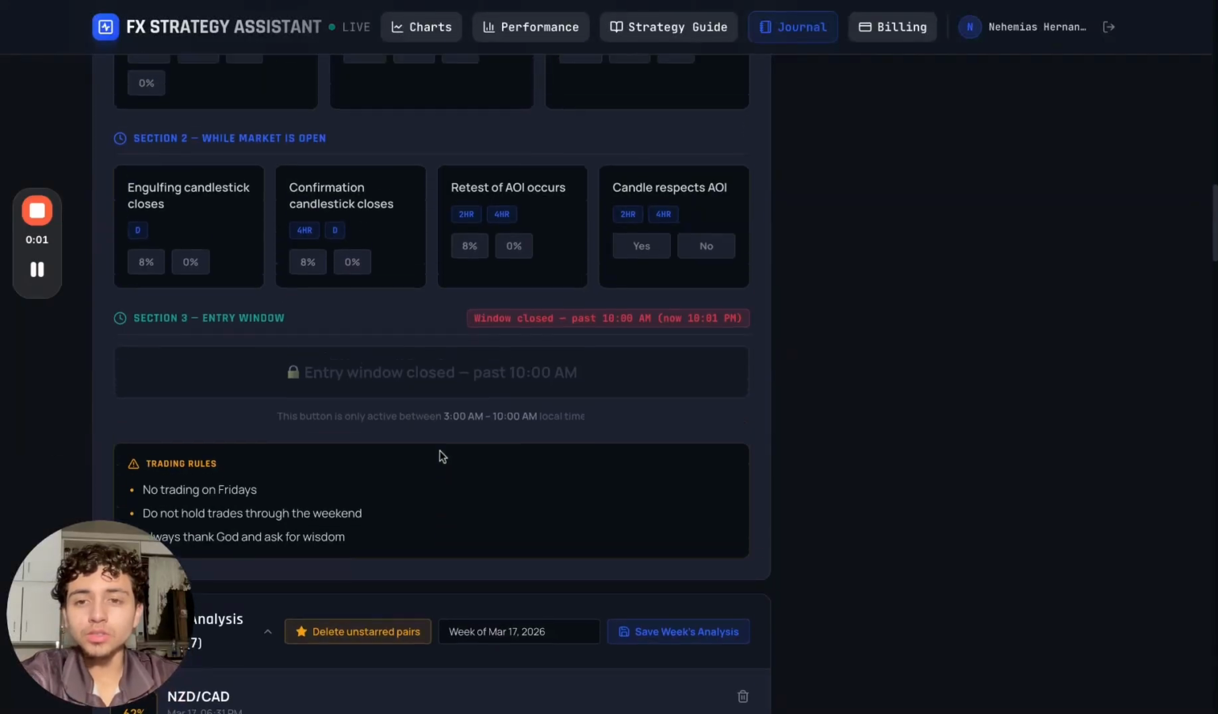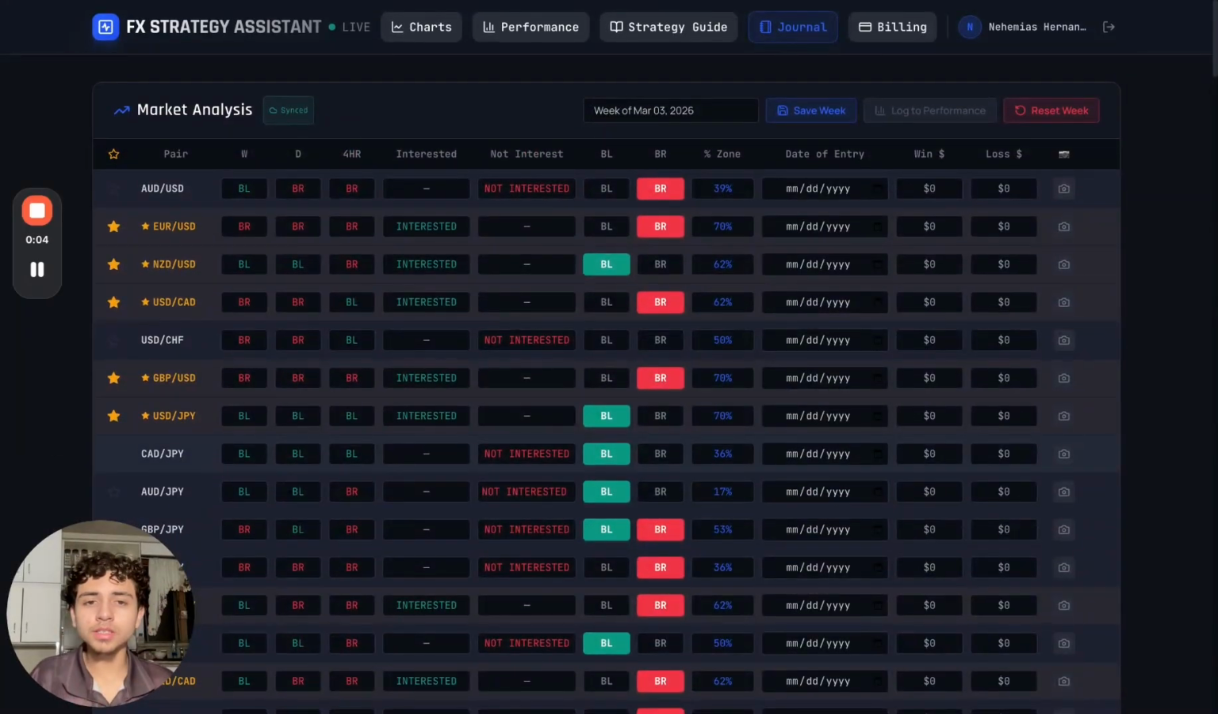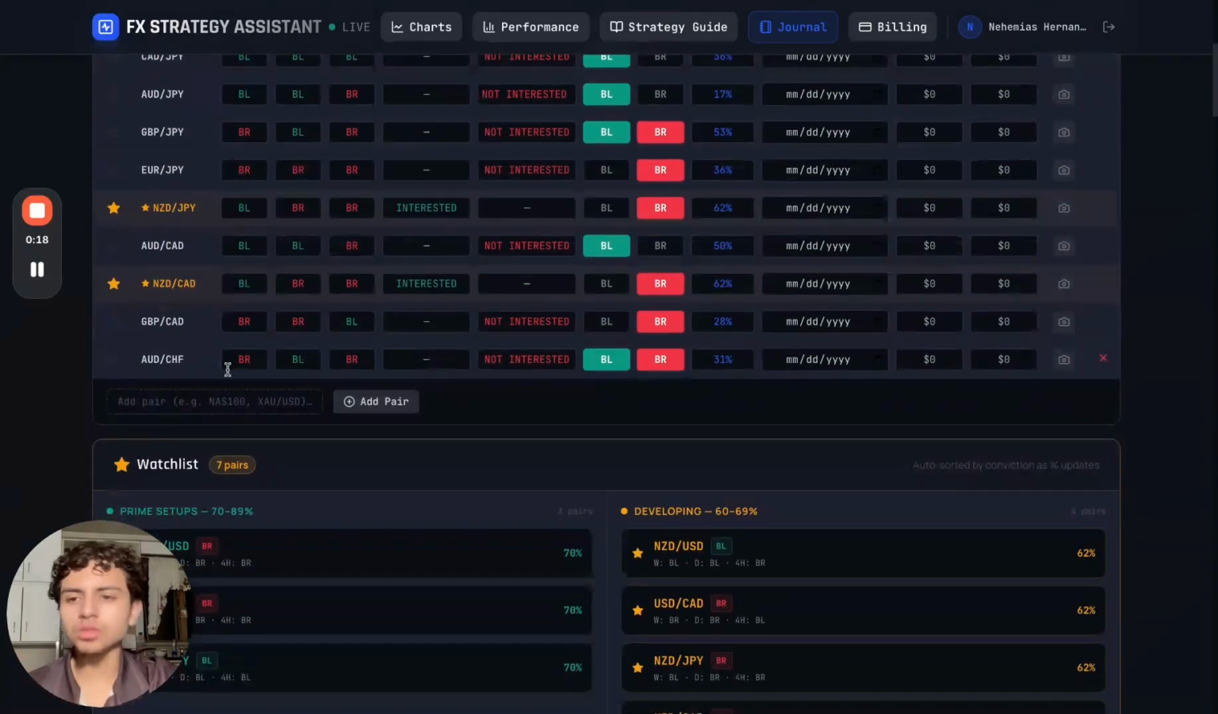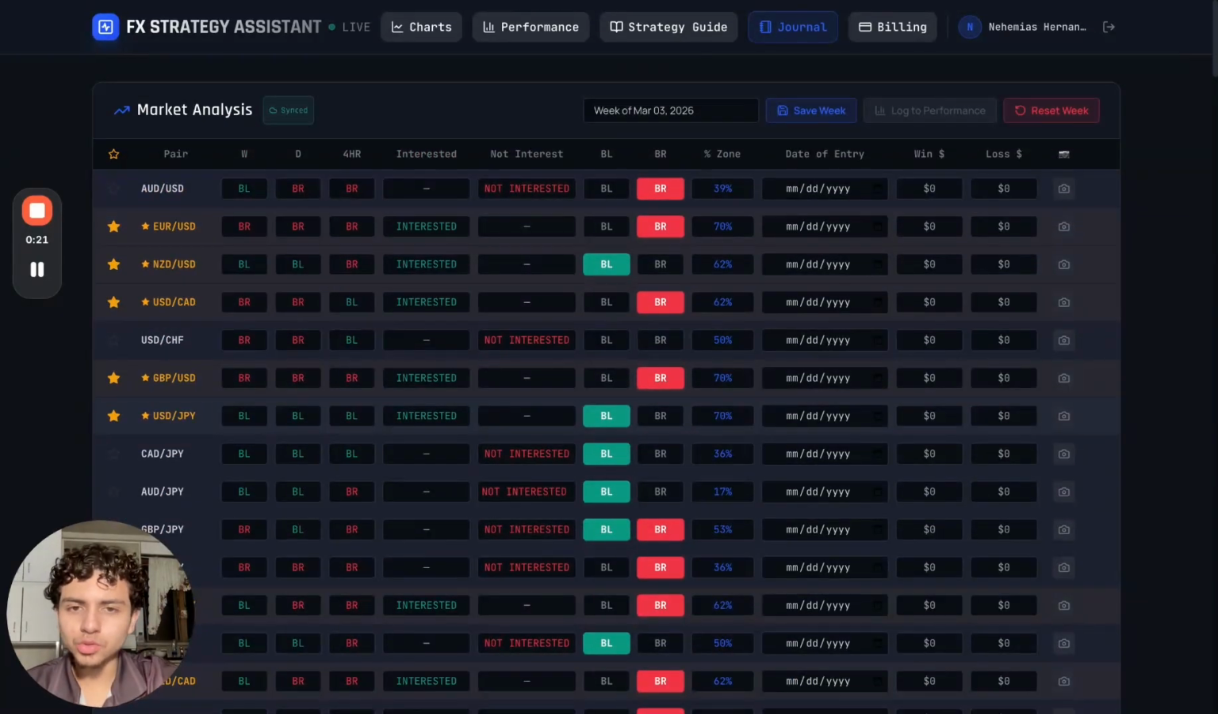Okay, so this is what I've been studying, right? To be honest, I'm gonna just make this simple. So this is the Forest Strategy Assistant that I use. I usually use this market analysis table over here, and I go through all of these pairs, AUD/USD, EUR/USD, NZD/USD, all the way down to AUD/CHF, and I study the market.